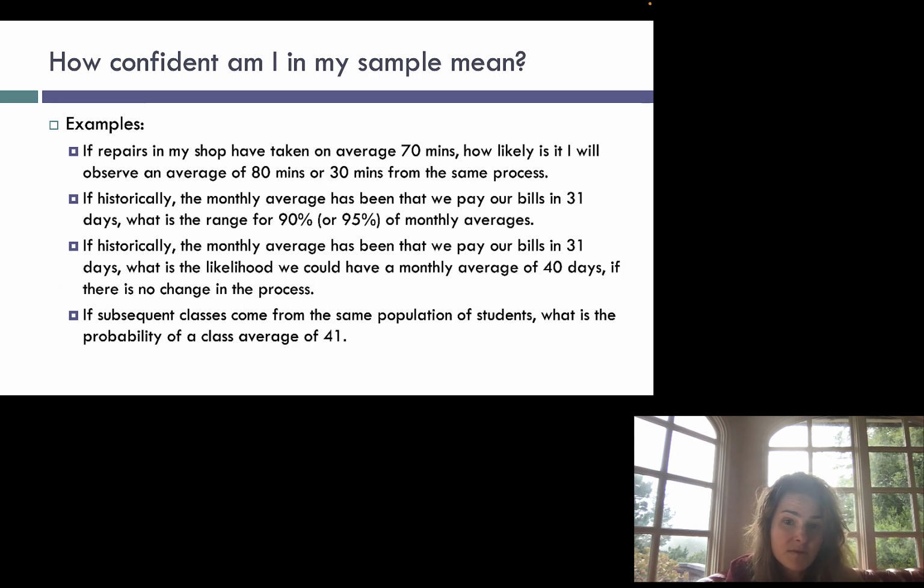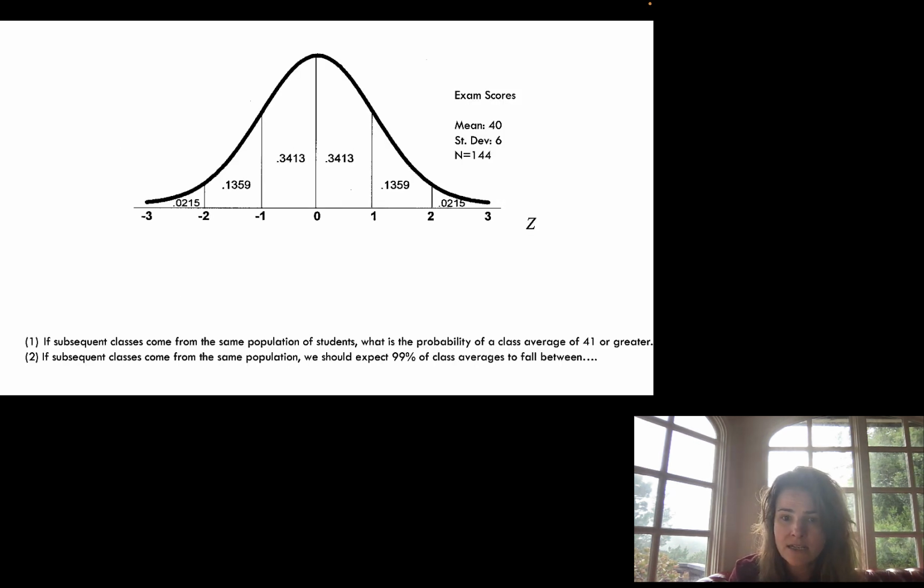So, some examples of average kinds of questions. If repairs in my shop have taken on average 70 minutes, how likely is it I will observe an average of 80 minutes or 30 minutes from the same process? If historically the monthly average has been that we pay our bills in 31 days, what is the range for 90% or 95% of monthly averages? If historically the monthly average has been 31 days, what is the likelihood we could have a monthly average of 40 days if there's no change in the process? If subsequent classes come from the same population of students, what is the probability of a class average of 41? So let's take a look at that exam score.